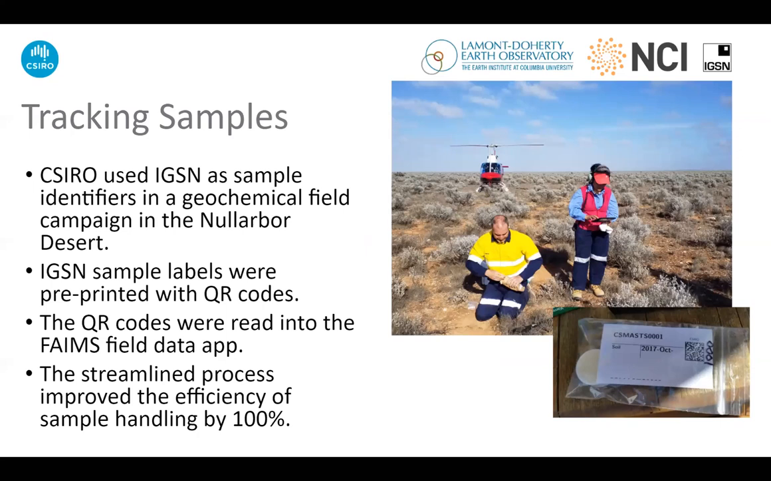Here we pre-printed labels with IGSNs on them, encoded in a QR code, and using an app, the famous electronic field notebook app, to scan the QR codes and automatically populate the metadata, we could show that we could streamline the sampling process and improve the efficiency of sample handling by 100% by, among other things, using IGSN as a tracking number for our samples that we took in the field and then carried them through the lab process and everything.